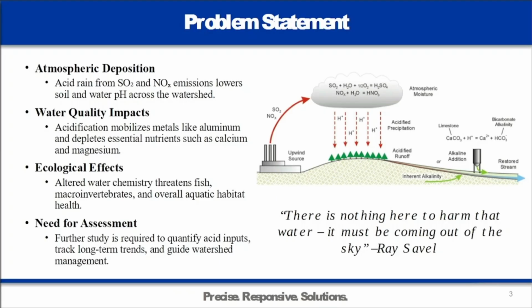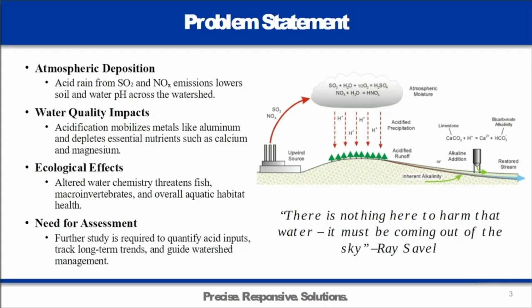I think most of us probably know what the cause of acid rain, more commonly known as acidic deposition, is. You have upwind sources that burn material. They produce nitrogen oxides and sulfur oxides. Those combine with water to produce nitric acid and sulfuric acid, and that rains down on your watershed and you get an acidified runoff.